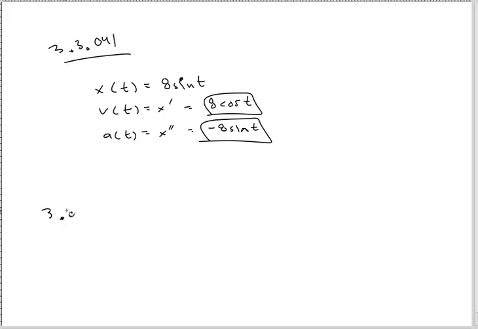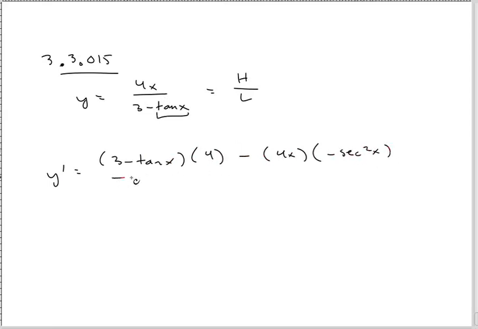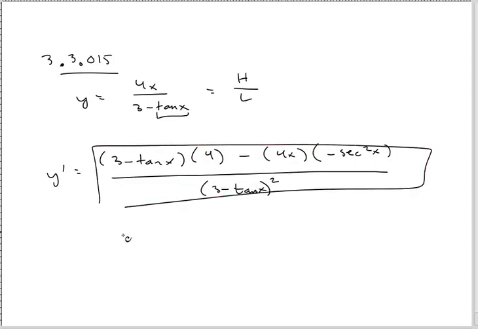Question number two. 3.3.01.5 is y is equal to 4x over 3 minus tangent x. Could they not just give me a tangent something variation? They had to make it a quotient rule. All right. So as we had already done this, high and low. So low d high, that would just be a 4, minus high d low. Now, derivative of negative tangent, again, tangent here, is going to be secant squared, so it's going to be a negative secant squared. All divided by the square of what's below. Do not simplify. Do not simplify. You would be wasting your time.